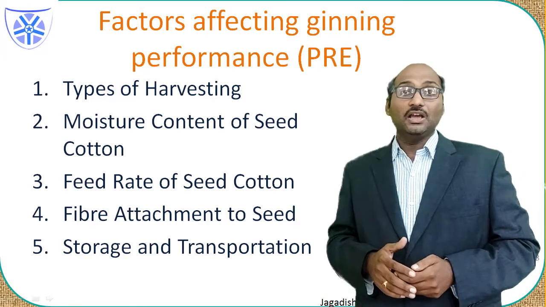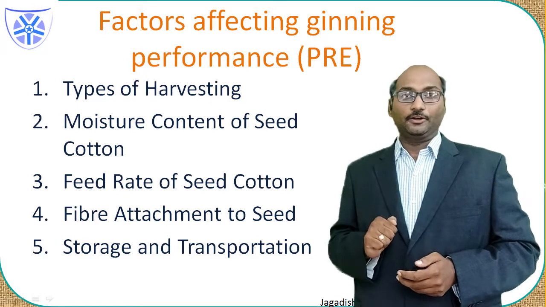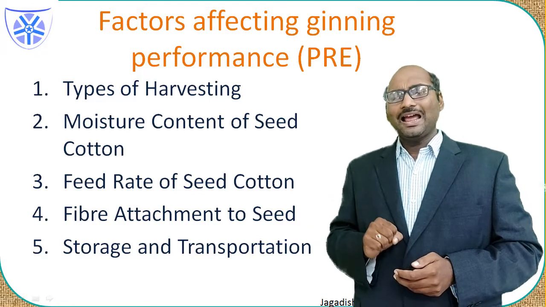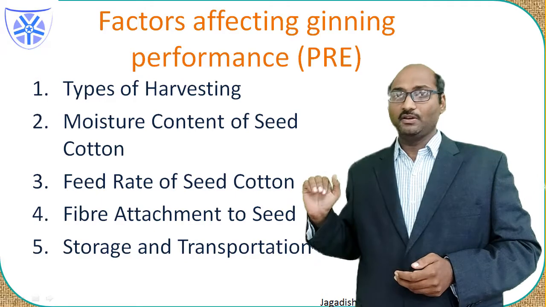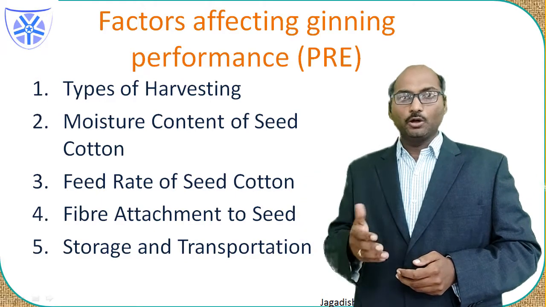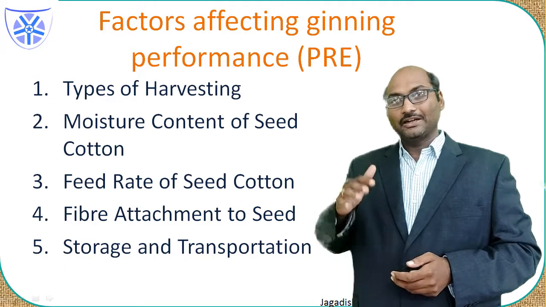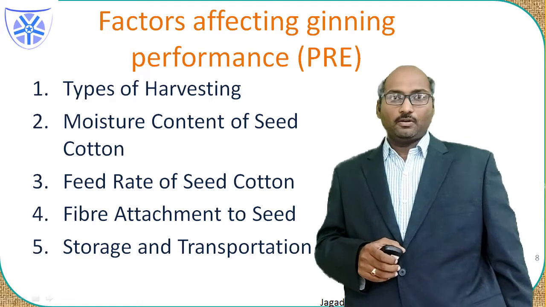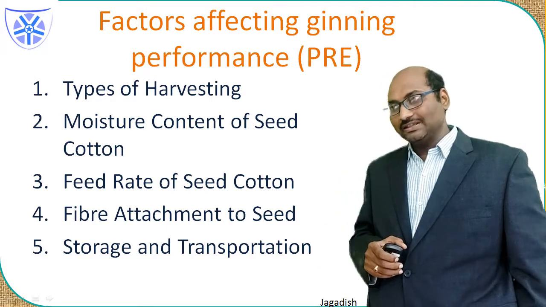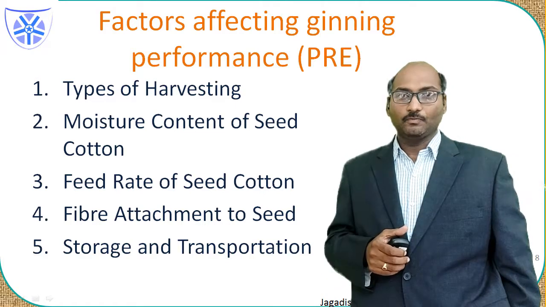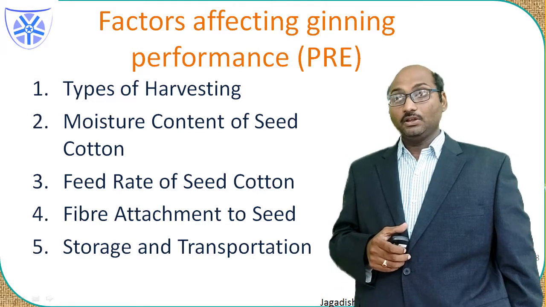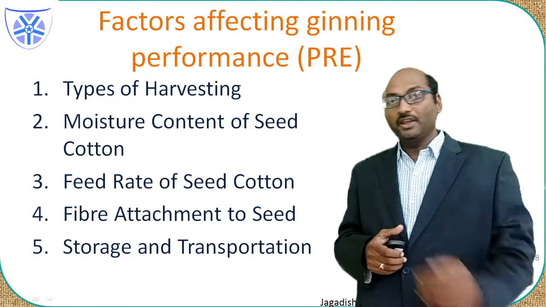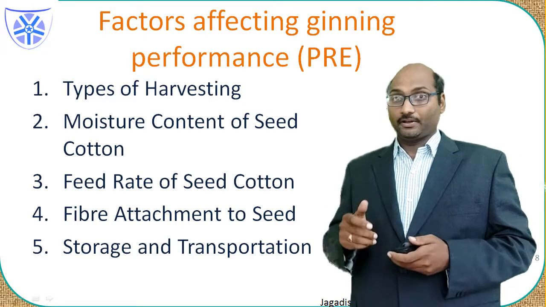Then the second one is the moisture content of the seed cotton. How much should be the moisture content? As soon as the cotton is taken from the plant, as high as 30% of moisture will be there. It needs to be stored and dried a little so that the moisture content of the seed cotton will be reduced. The good or optimum condition of moisture content is somewhere around 7.5% of the weight. But what happens is, as it is harvested, it will be up to 25%. That is the reason in the earlier slides also we saw the dryer function.